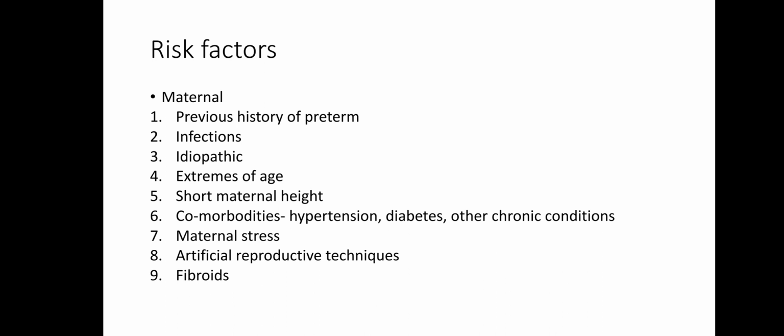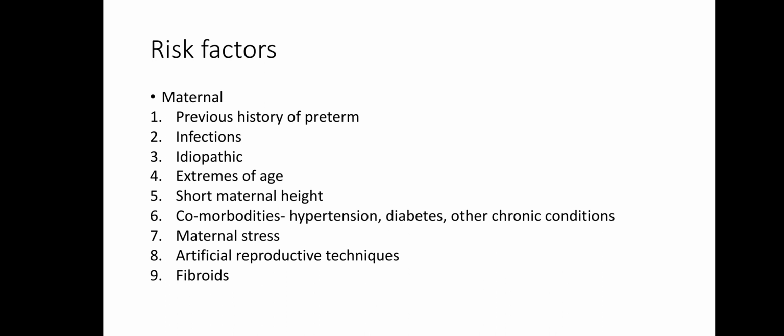Maternal stress, because as we know, cortisol is a stress hormone, and once you have high levels of cortisol, it stimulates the placenta and the fetal membranes to produce prostaglandins. And prostaglandins are potent contractors of the uterus. They trigger uterine contractions, in other words.